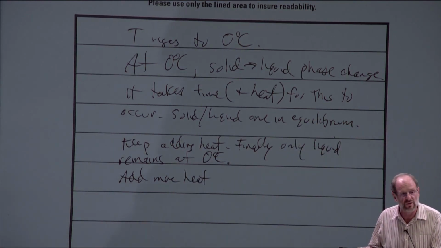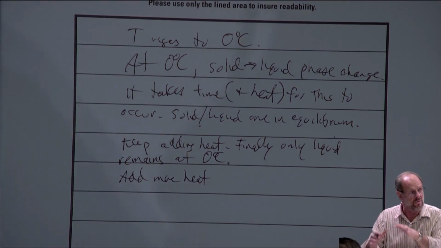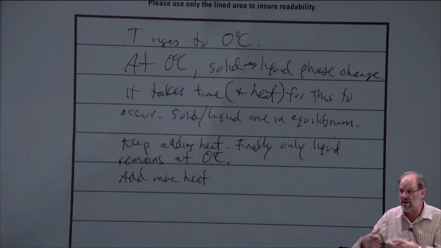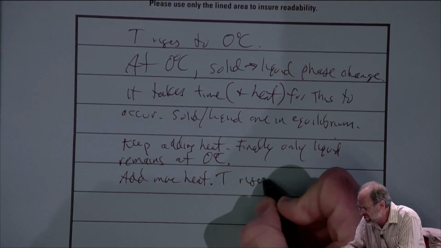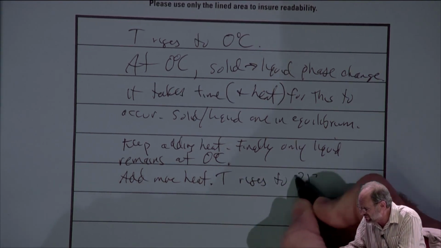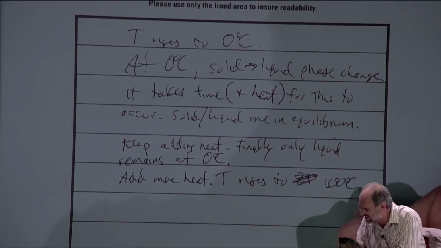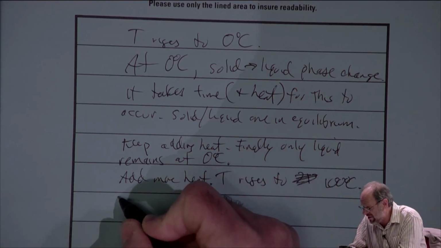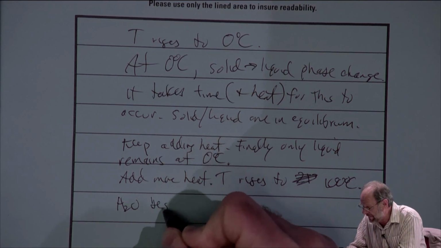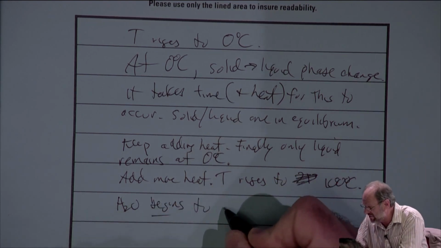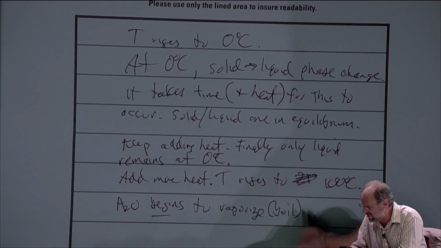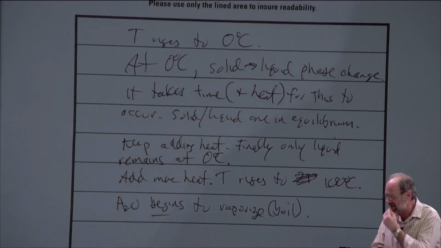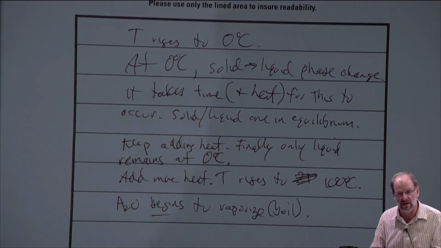Well, we're going to have to wait until we get all the way up to 100 degrees Celsius, and now we have another phase change. Now the liquid water is going to turn into water vapor, which we also call steam, right? So we add more heat, the temperature rises to 100 degrees Celsius, and now the water begins to vaporize. Or if you want, you can use the word boil, you can use the word evaporate. It all means the same. So the water begins to vaporize at 100 degrees Celsius.